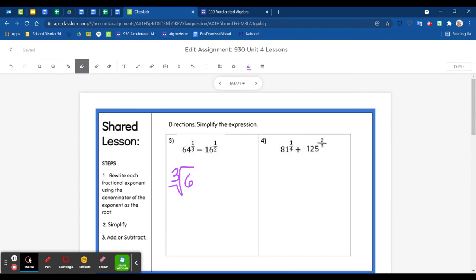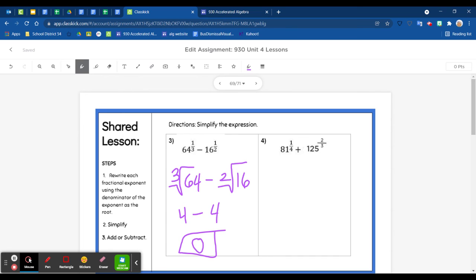Cube root of 64 minus square root of 16. And since they're to the power of 1, we don't really need to show that anymore, because anything to the power of 1 is itself. So the cube root of 64, this one is 4. And the square root of 16 is also 4. 4 minus 4, we get 0.